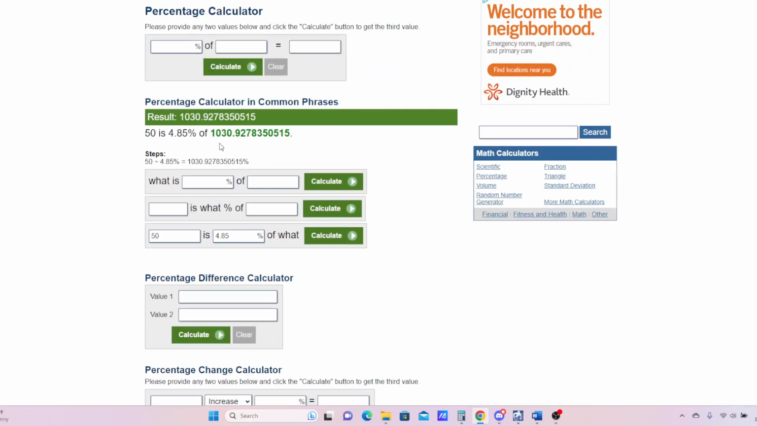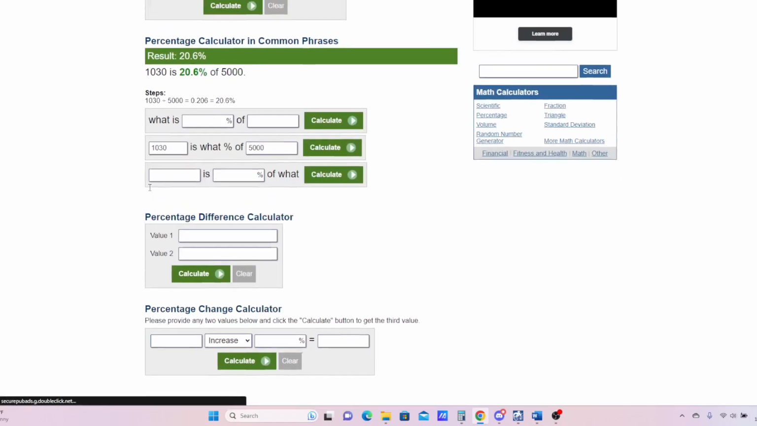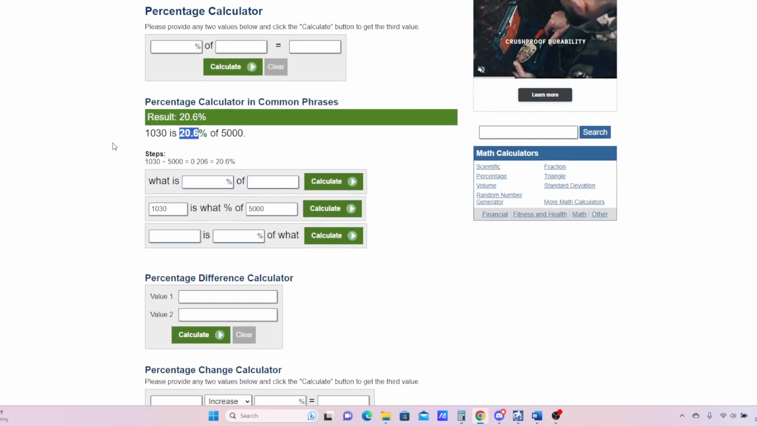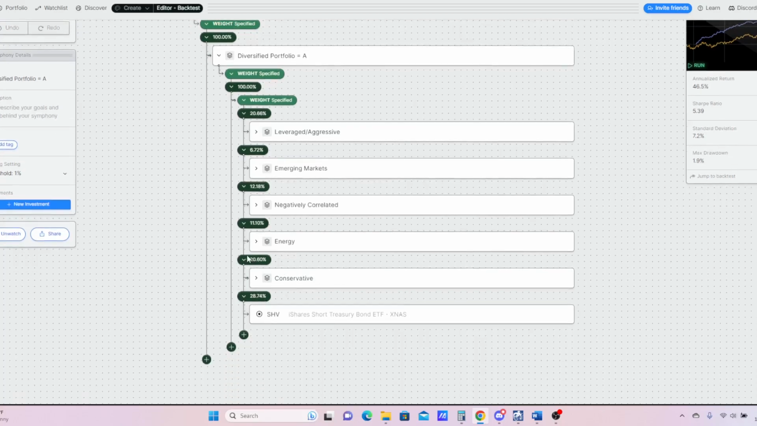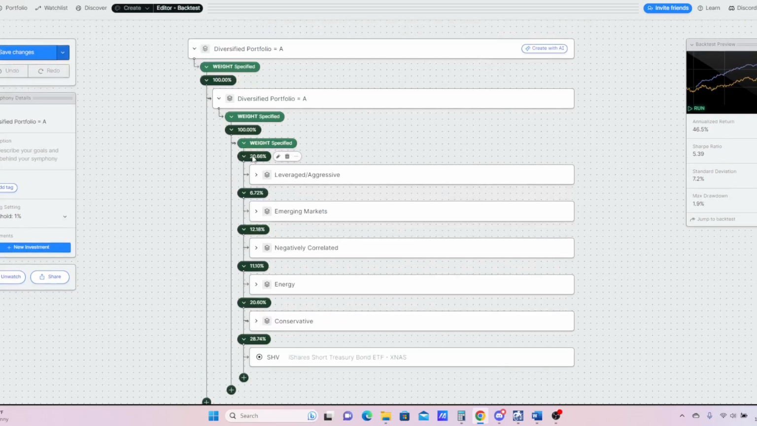And since Composer works on percent allocations, I'll take 1,030 and I'll put it here. And I'll say 1,030 is what percent of 5,000, 5,000 being my total account, my total portfolio equity. And then I'll calculate that and it'll give me a percentage, which gives me 20.6%. So then I'll add that to my master and then I'll allocate 20.6% to that specific symphony. And that's how I come up with these numbers.